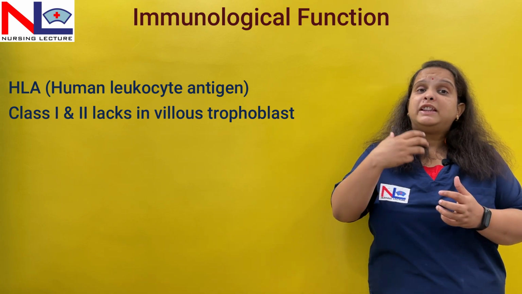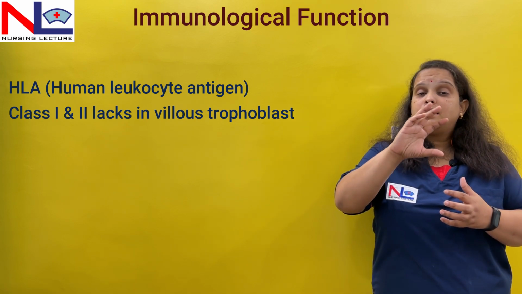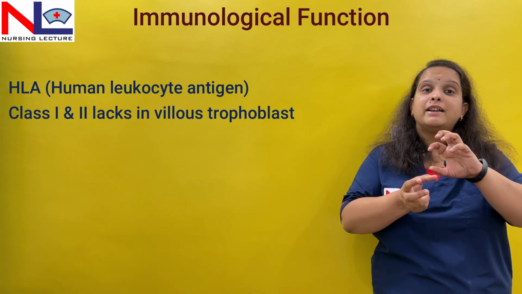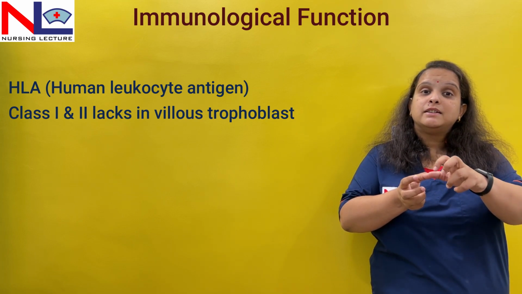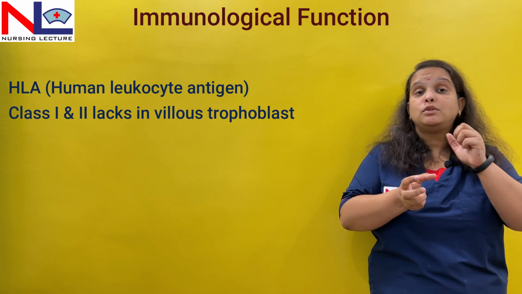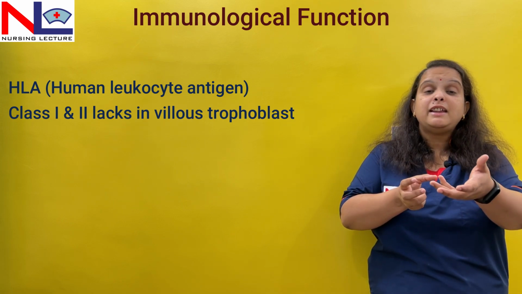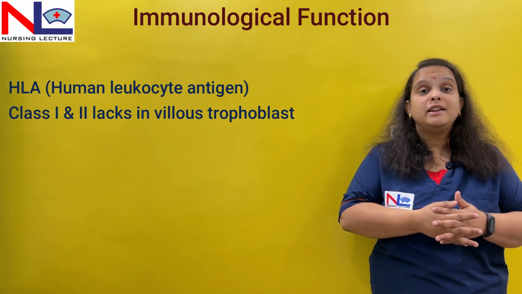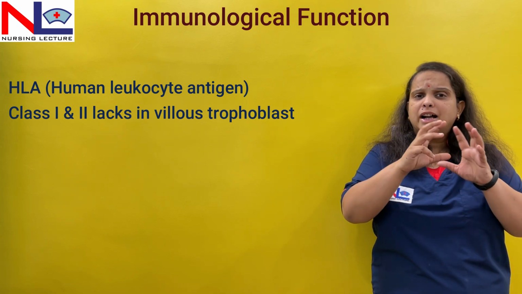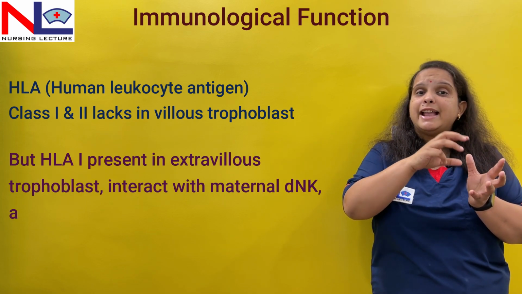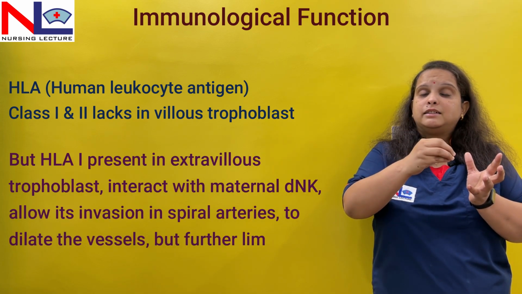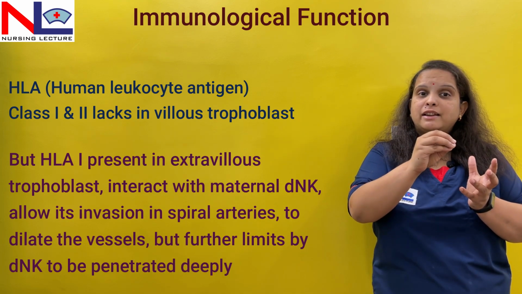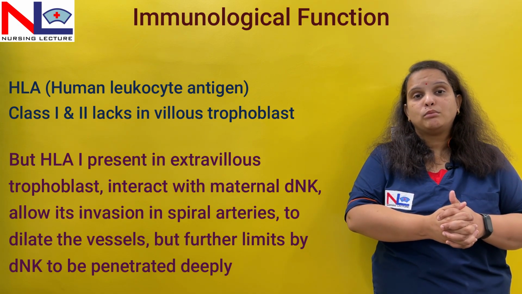So if these antigens are not there in the trophoblast, the maternal immune response cannot identify the trophoblast or fetus as an invader or foreign to the mother, because these are not there in the villous system. Thereby it is not rejected by the maternal immune response. But there is another trophoblastic lining as well, the extravillous trophoblast, the lining that is outside the villous system. It does express HLA class 1 molecule.